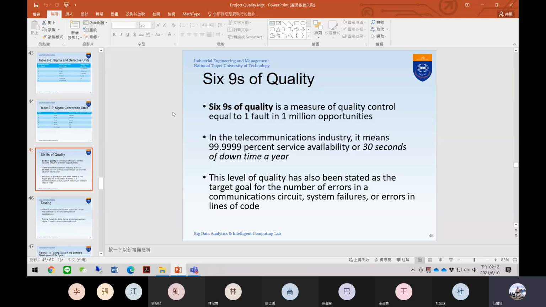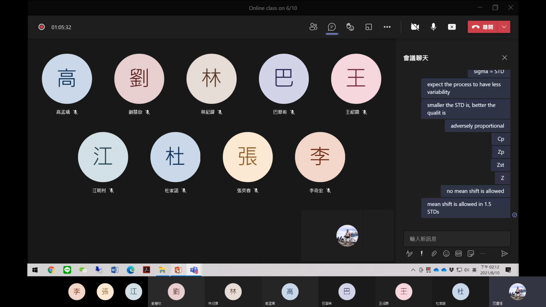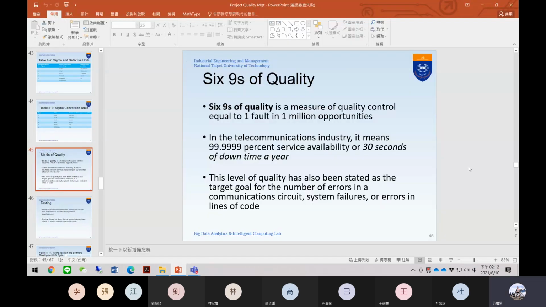In the telecoms industry, it means 99.9999% service availability, or 30 seconds of downtime a year. So this level of quality has been stated as the target goal for the number of errors in the communication circuit, system failure, or errors in the lines of code.